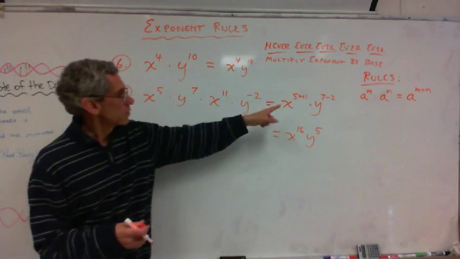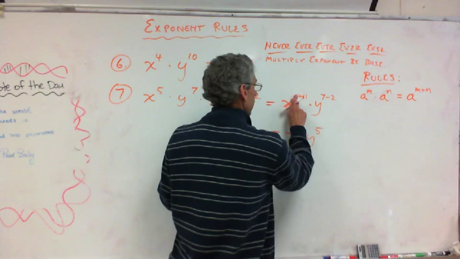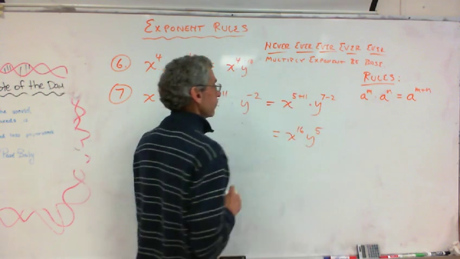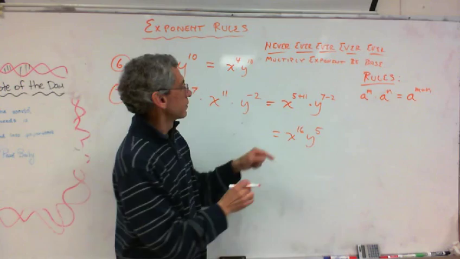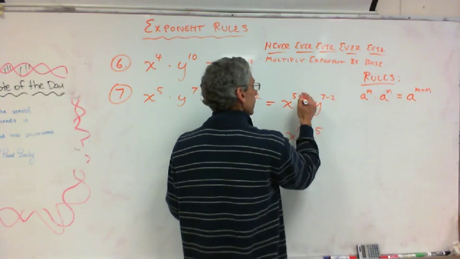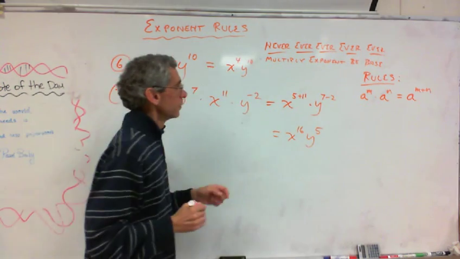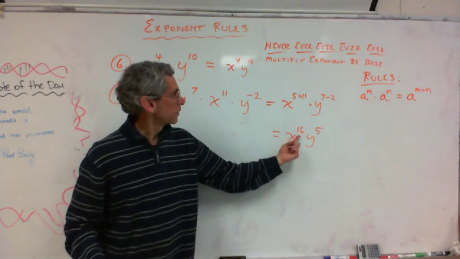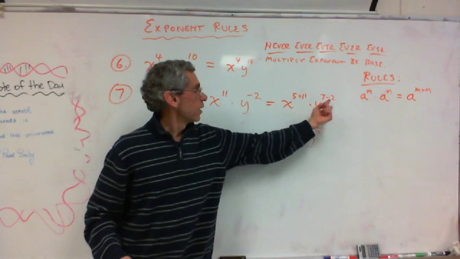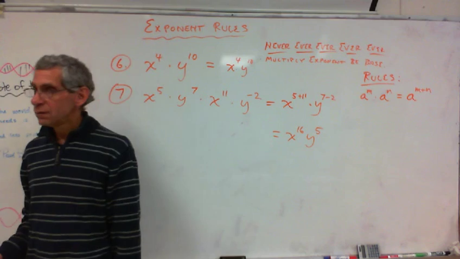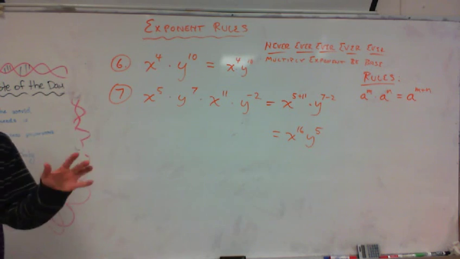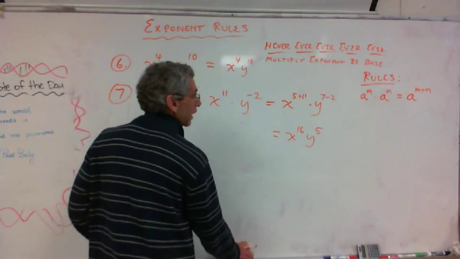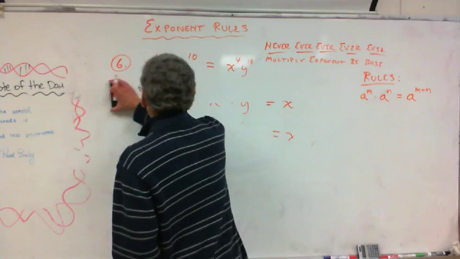Right? Oh, that's not clear, is it? Sorry. 5, right? Yeah. 5 plus 11. 5 plus 11 is 16, so it's x to the 16 times y to the 5th, right? You guys are all with me on all this stuff? This is easy, right? Now, sometimes, though, you'll get this.